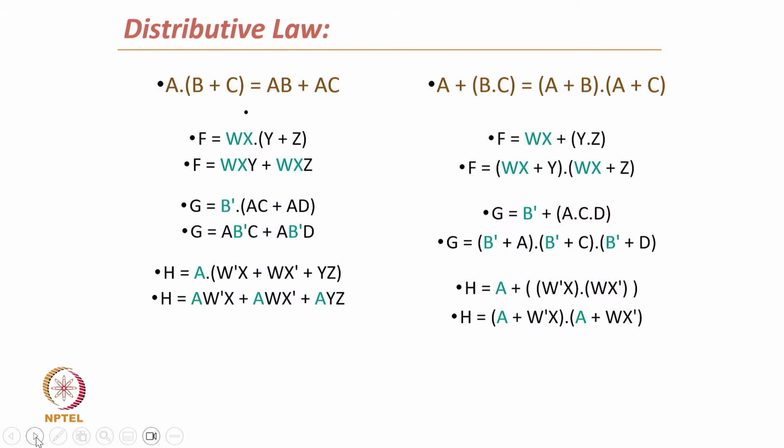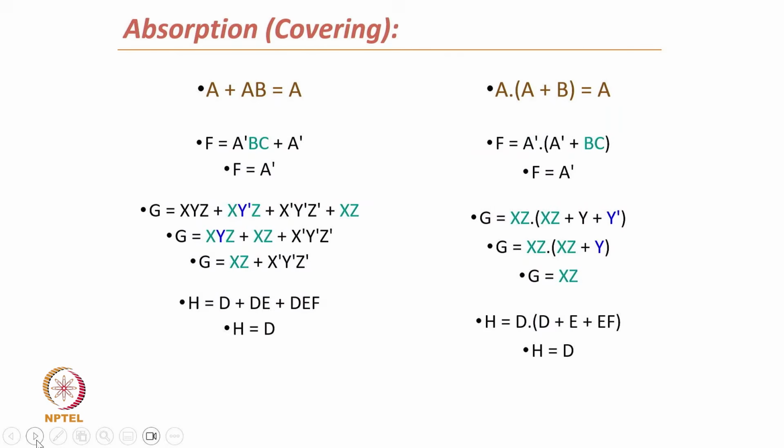There are other laws as well. For example, the distributive law, which means A dot (B plus C) can be written, when we remove the bracket, as A dot B plus A dot C. Similarly, A plus B into C we can write as (A plus B) into (A plus C), and we can again implement this on certain Boolean expressions.